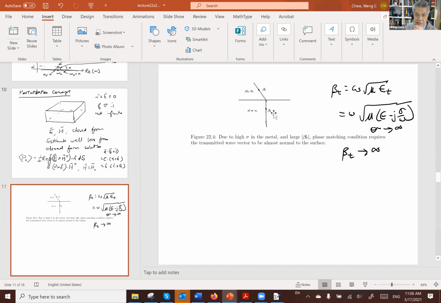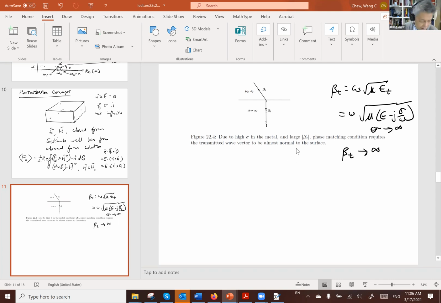So when beta t becomes very large, the only way you can phase match the incident wave with the transmitted wave is for the transmitted vector to be normal to the surface, so that it has almost zero component at this interface, even though it can be very, very long. And if it has almost zero component, then you can match it with the beta that comes in, because the beta on this side is much smaller, and the tangential component is much smaller. Beta t has to be almost normal to the surface.